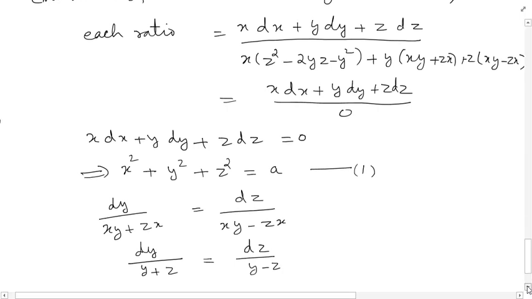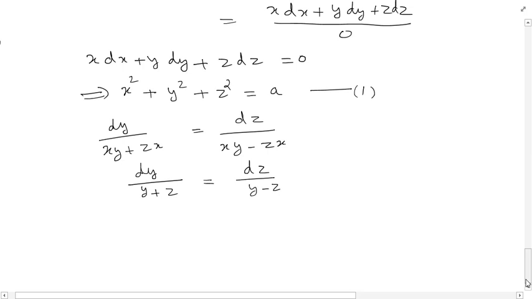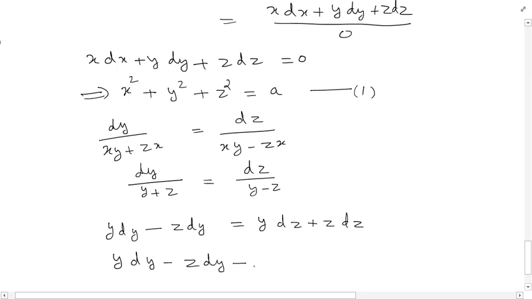See now, it contains two different differential coefficients, dy and dz, and it is free from the variable x also. Therefore the solution is possible here. By cross multiplying, we can write y dy minus z dy equal to y dz plus z dz. Comparing everything, we can write y dy minus z dy minus y dz minus z dz equal to 0. Now y dy is possible to integrate, and we can integrate z dz also.